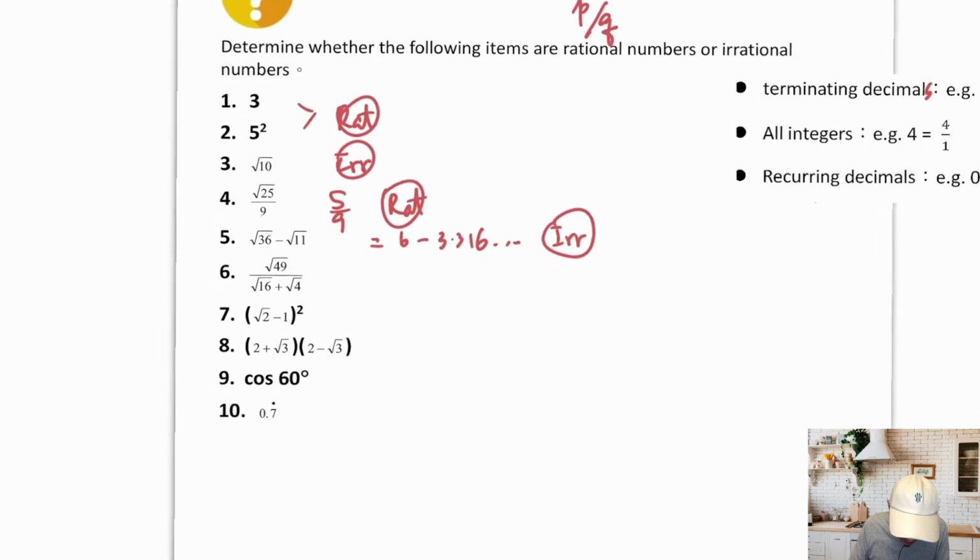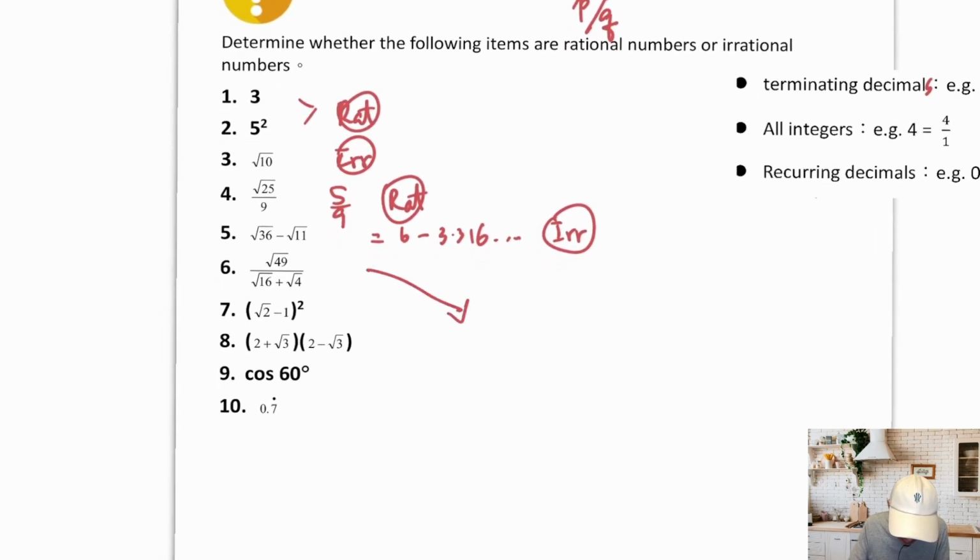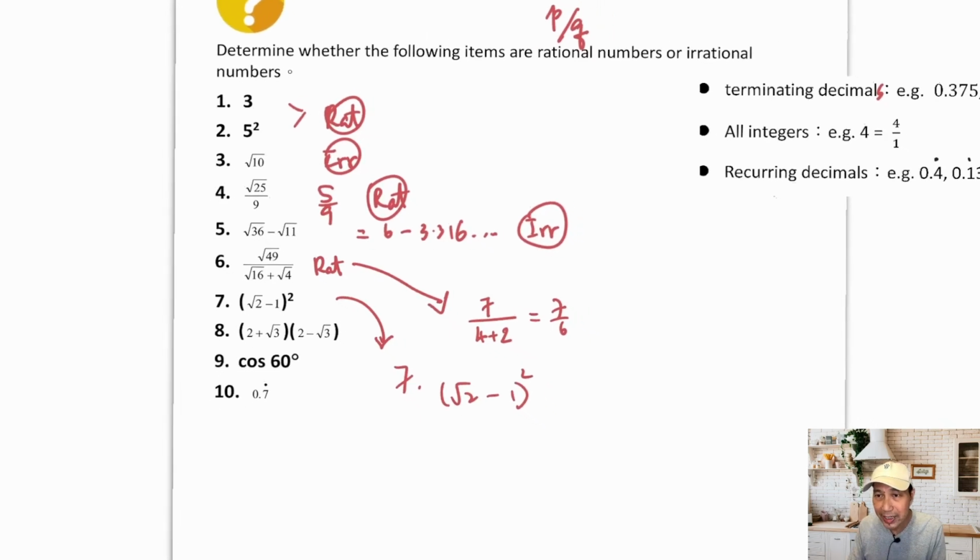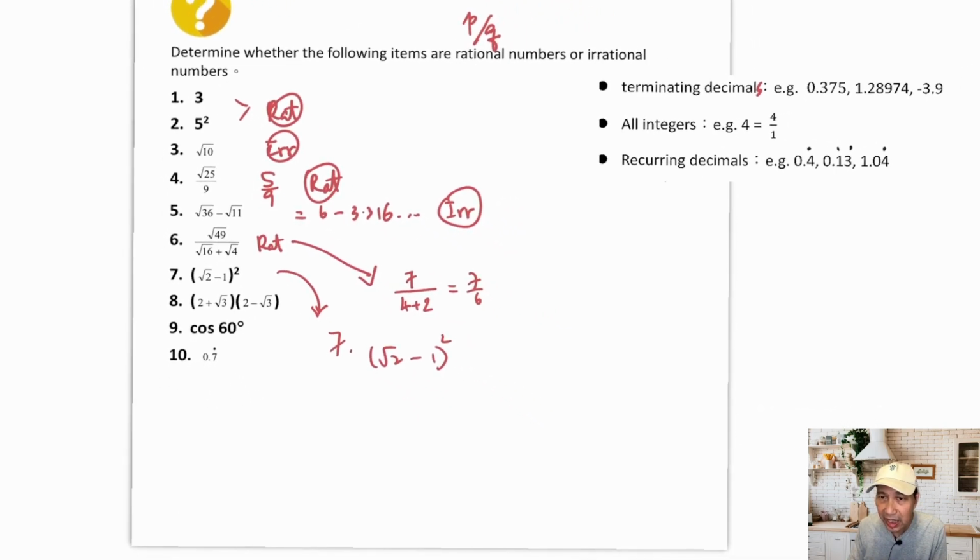Number 6. The numerator is 7, the denominator is 4 plus 2, so 7 over 6. So it is in the form of P over Q, so it is a rational number. Question 7. Root 2 minus 1, squared. We need to expand the bracket and see whether it is in the form of P over Q. It is equal to 2 minus 2 root 2 plus 1, so 3 minus 2 root 2.